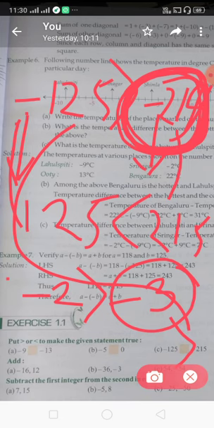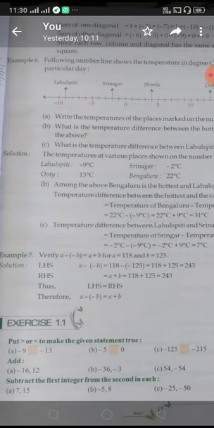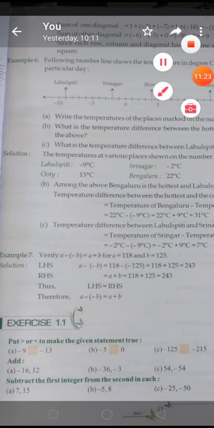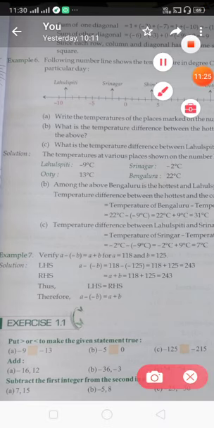Actually it is smaller from minus 2. It means minus 3 is smaller than minus 2. Okay, now the next problem is addition.